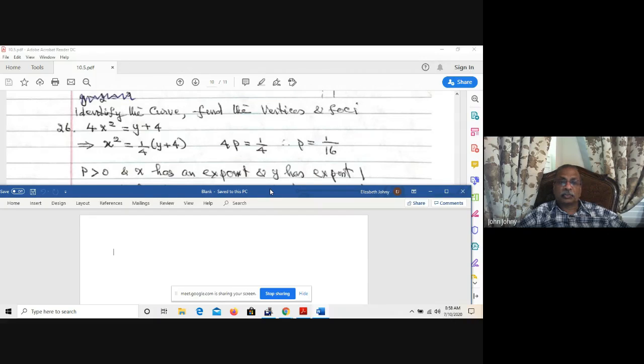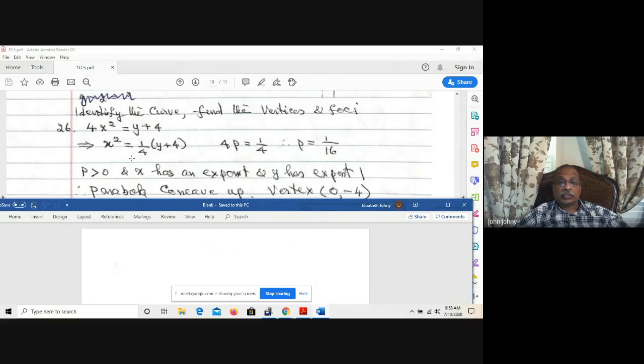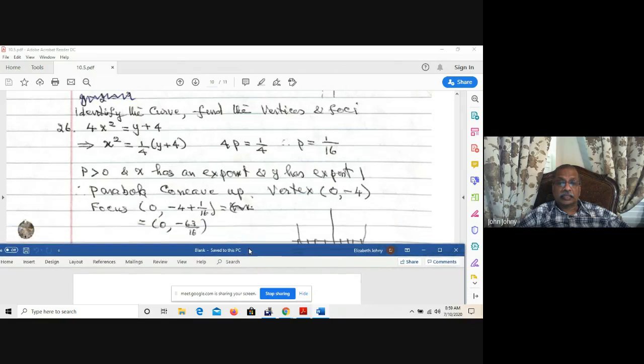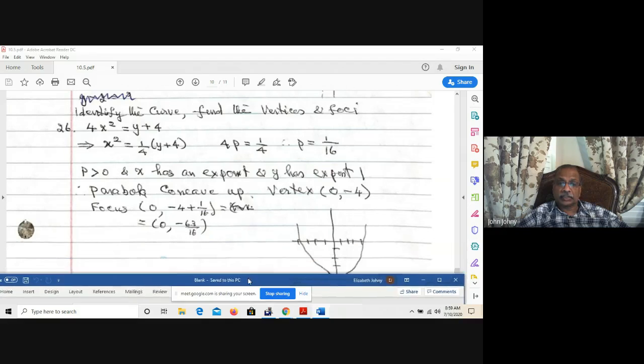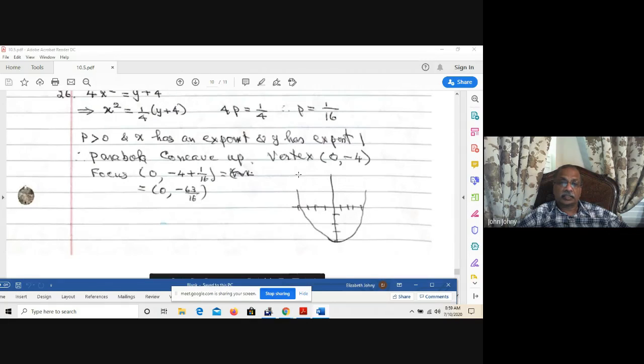P is positive, and x has an exponent 2, y has the exponent 1, so that means the parabola is concave up. The vertex is (0, −4). The focus is (0, −4 + 1/(4p)), that is 1/16. So that is (0, −4 + 1/16), which is (0, −63/16). So it is a graph like this.